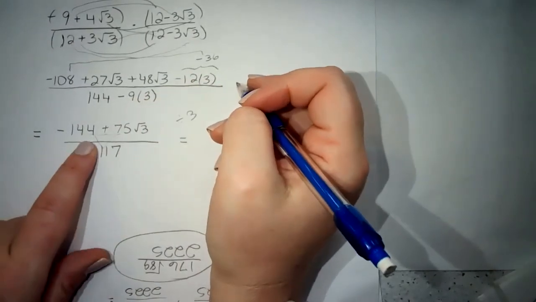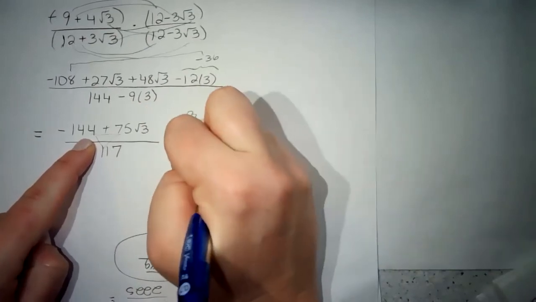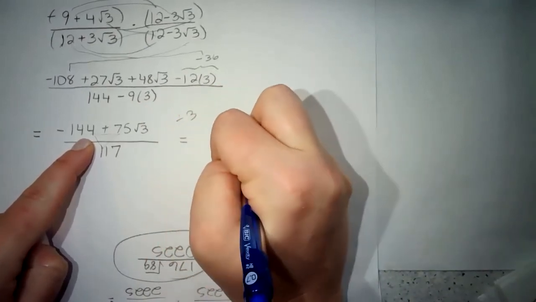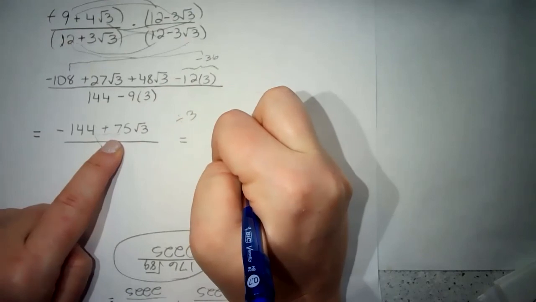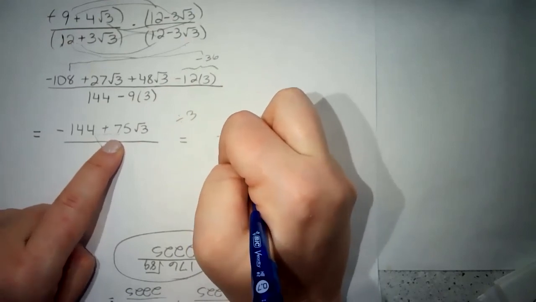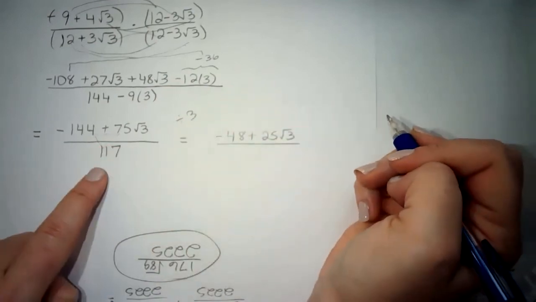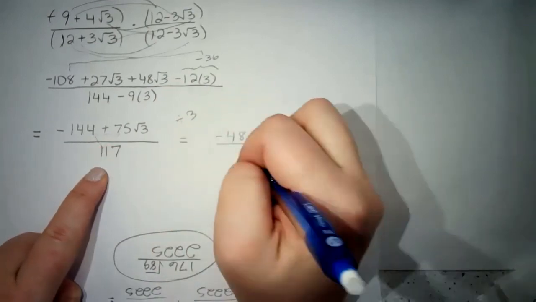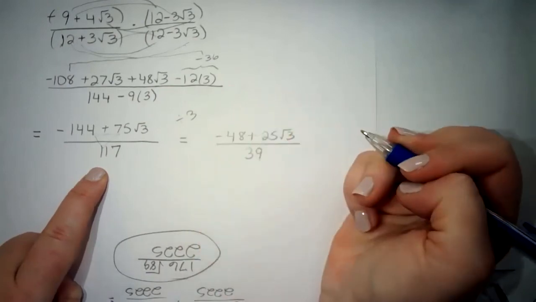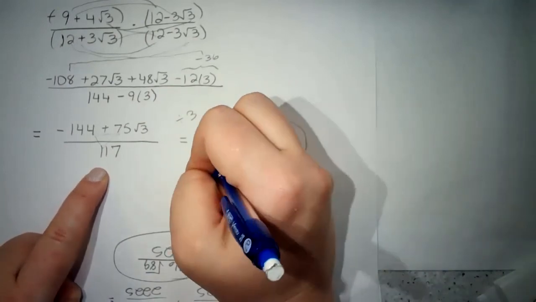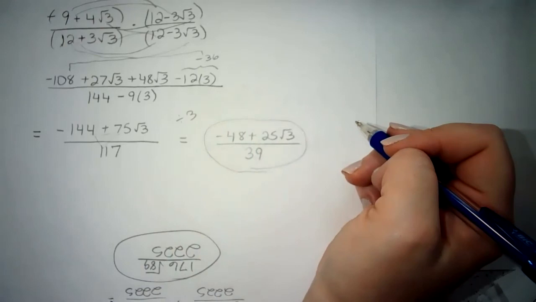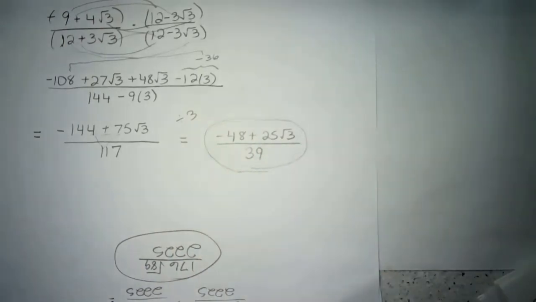Okay, when I divide negative 144 by 3, I get negative 48. When I divide 75 by 3, I get 25. Don't forget the root of 3. And then when I divide 117 by 3, I get 39. That's my final answer. Okay.